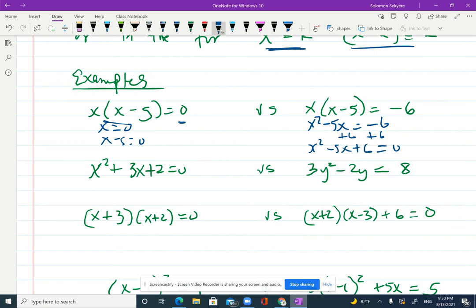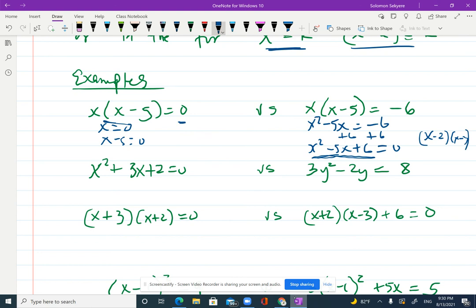See, now we have rearranged it. We've made it equal to 0. And we factorize this expression here: factors of positive 6 that add up to negative 5. This would be (x minus 2)(x minus 3).